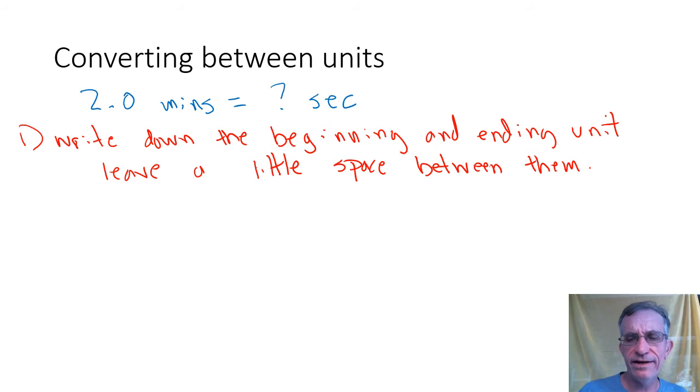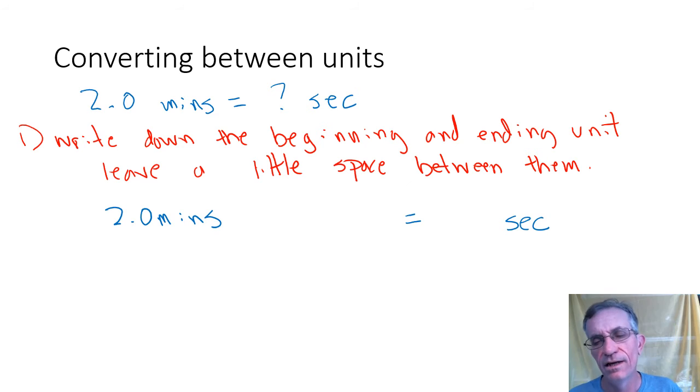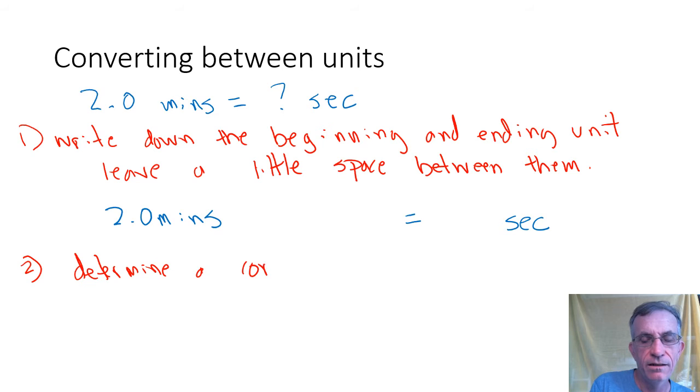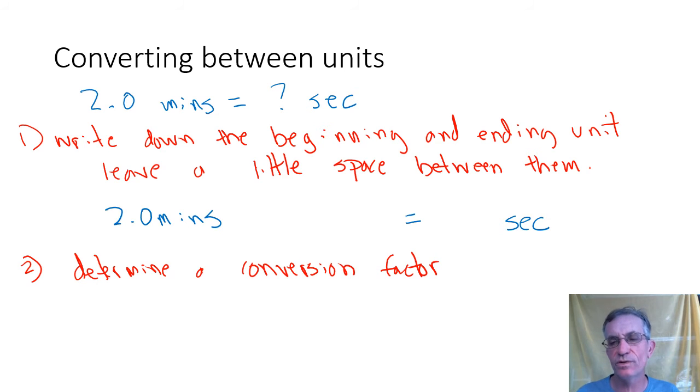All right, so let me go ahead and do that part of the work. I'm going to do it right here. 2 minutes is, and I'm going to leave a little room, like I said, and I'm going to write equals how many seconds. All right, step 1 is done. Write down the beginning and ending unit, leave a little space in between. Step 2, determine a conversion factor. A conversion factor, again, is just how those ideas are related.